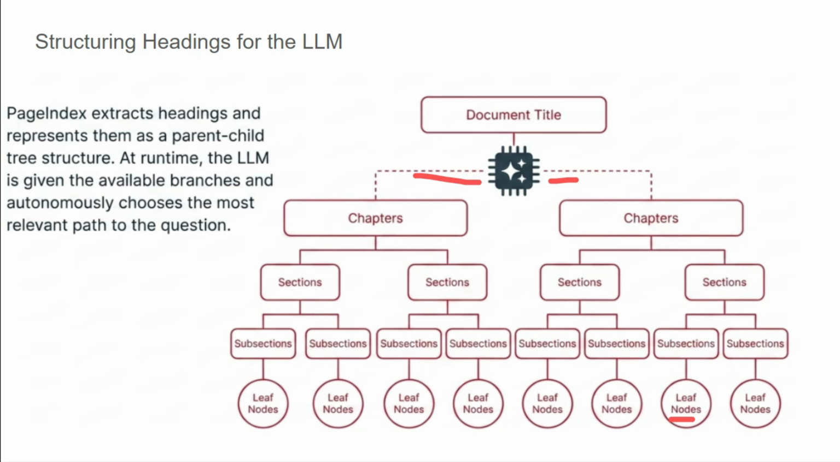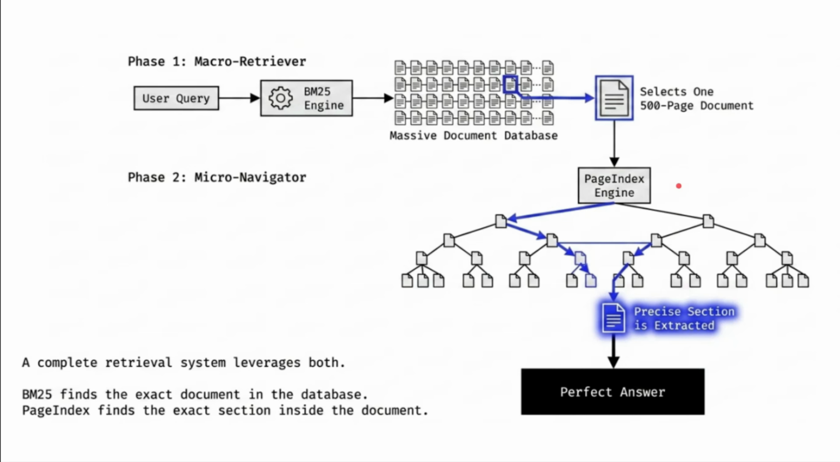Let's quickly summarize what we have learned. First, we extract the headings. Second, we use the headings to build a tree. Third, the LLM navigates that tree by choosing the most relevant branch. And fourth, we continue until we reach the appropriate leaf node. Fifth, we extract the content belonging to that section by reading between the relevant headings. And finally, we give that content to the LLM to answer the user's question.